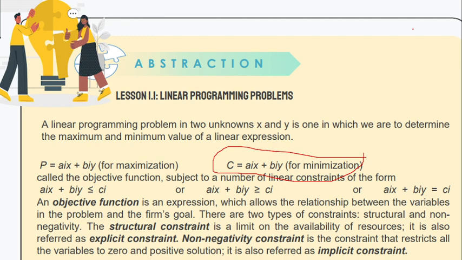So wala siya kalayan, pero lahi ang minimization. Okay, there are two types of constraint, the structural and the non-negativity. The structural is the problem given, and the non-negativity is all about the value of our x. The value of our x is greater than or equal to 0, and the value of our y is greater than or equal to 0. So that would be the non-negativity constraint.